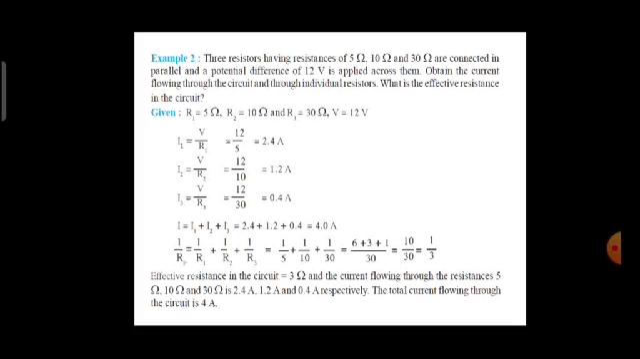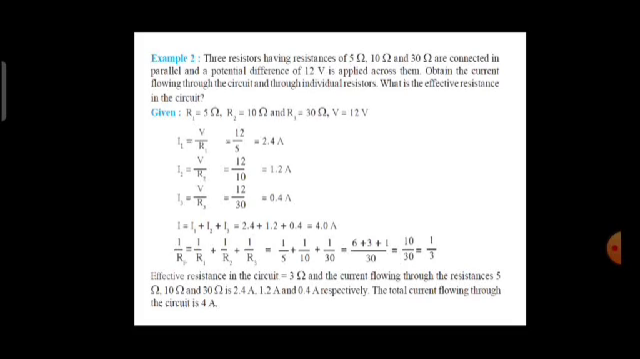So for individual currents, you'll have to calculate by the individual formula. I1 is equal to V upon R1. Similarly for R2 and R3. And we have got the values. For the total current, I is equal to I1 plus I2 plus I3. So it is 4 ampere.